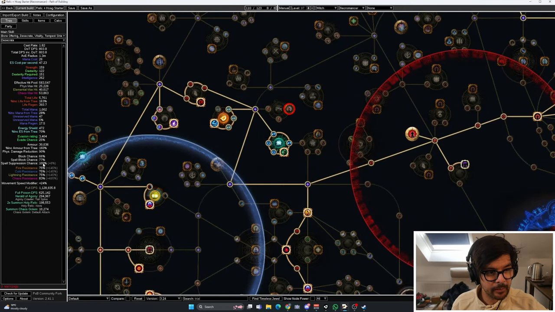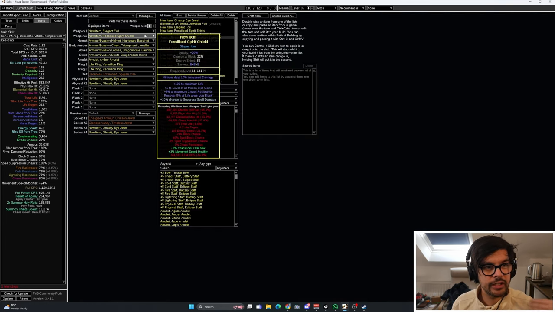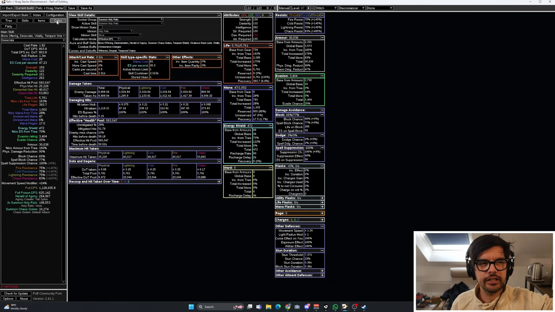So it's 77 spell block, max spell suppression. Then you can get like a chance to block shield. And against certain things, you are essentially immortal. Our max hit is okay. It's not the greatest in the world, but it's possible.